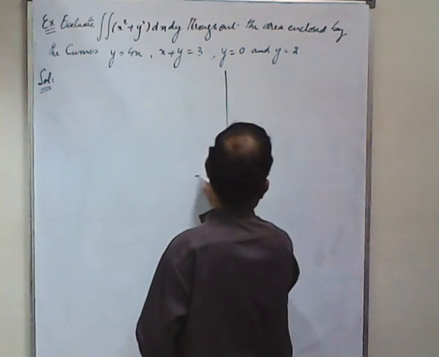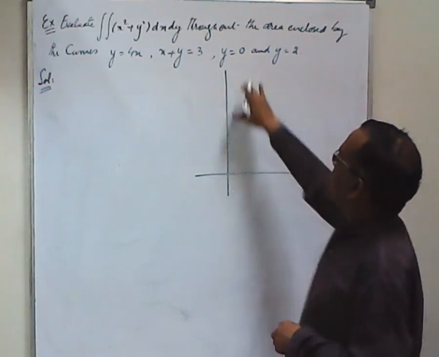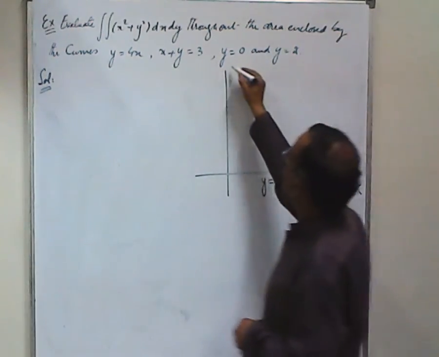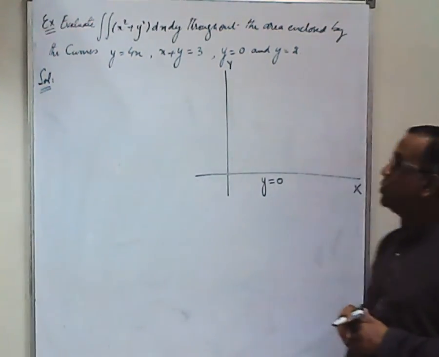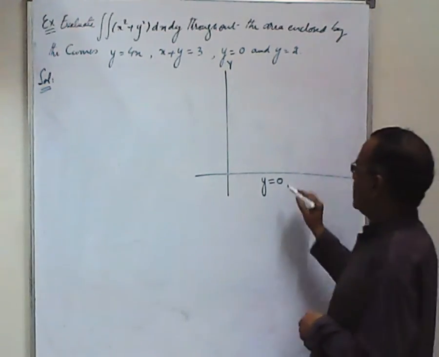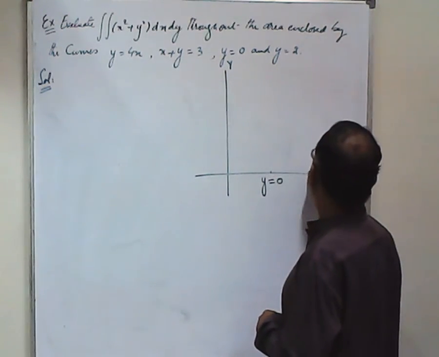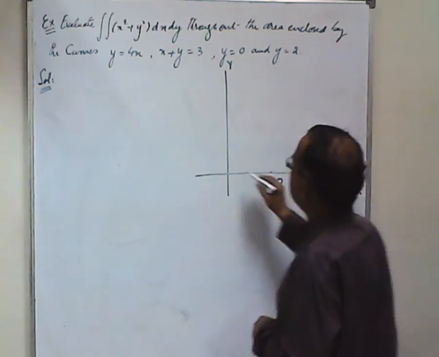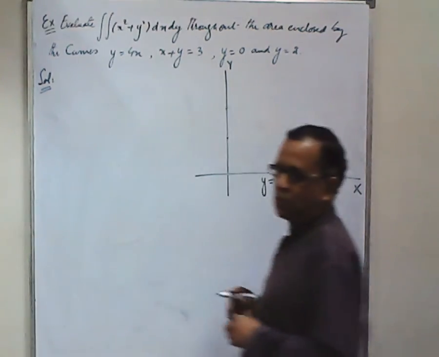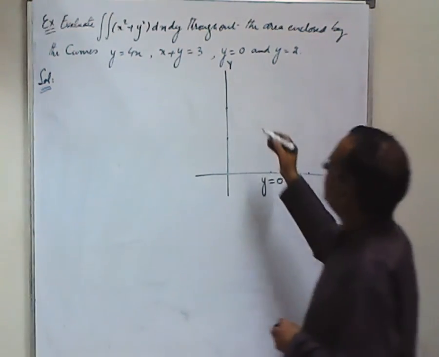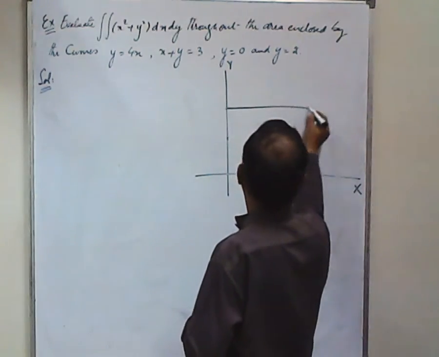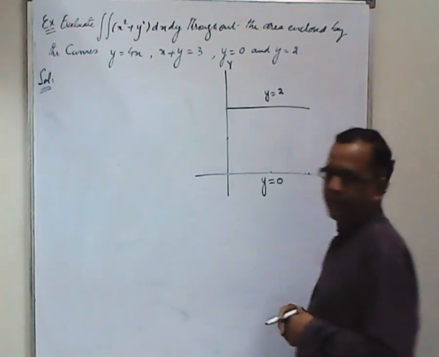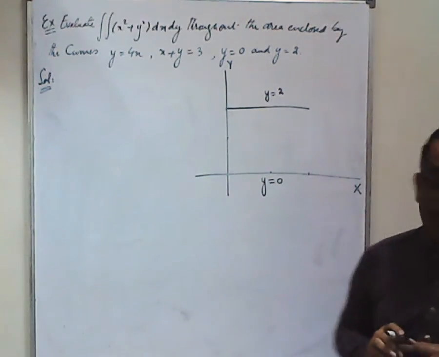So let's say this is y equal to 0, this is the x axis and this is the y axis. Let's say this is 1 and this is 2. So this is the line y equal to 2.